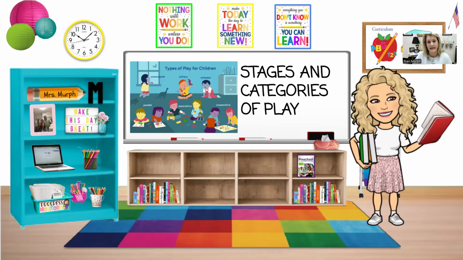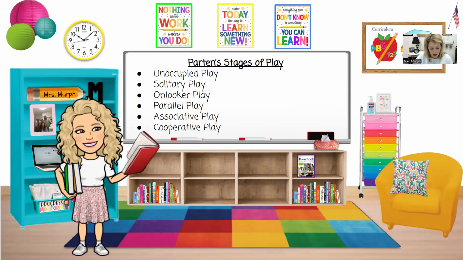So now let's talk about the stages and categories of play. Mildred Parten defined the stages of play based on ages of children. Her 5 stages of play include unoccupied, solitary or independent, onlooker, parallel, associative, and cooperative play. She added an initial stage termed unoccupied play, and this is when a child may be only watching others and not playing. Each stage provides resources for teachers to inform instruction and to educate families about their children's development.